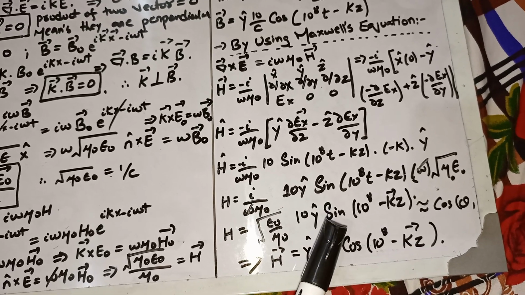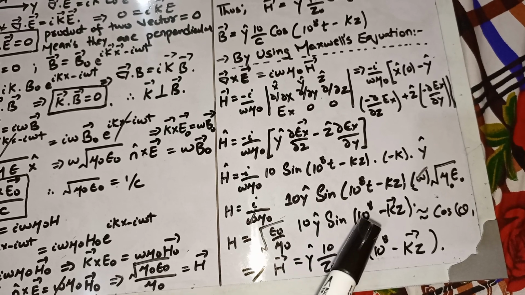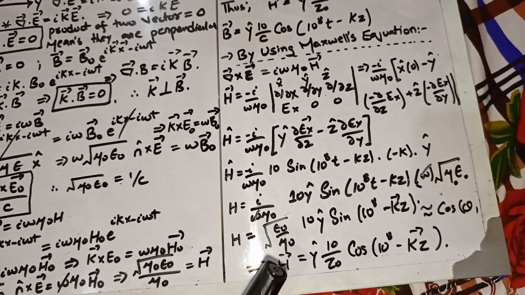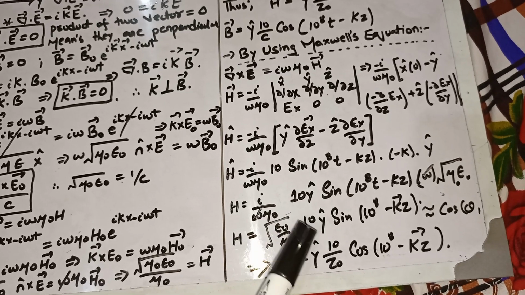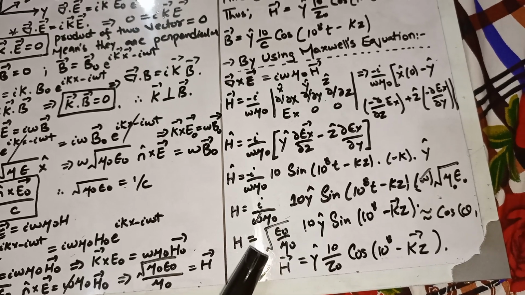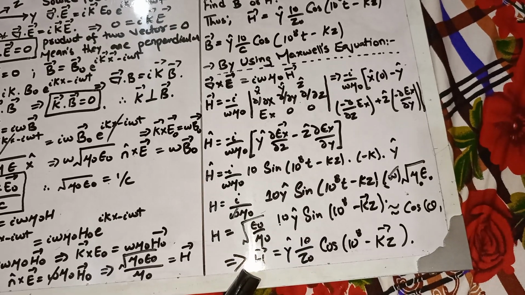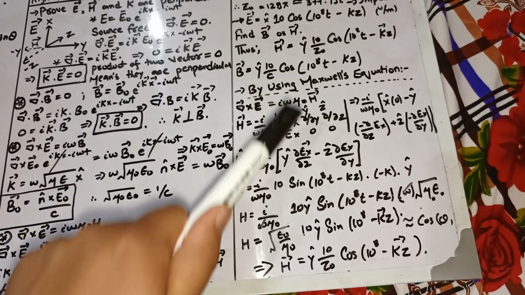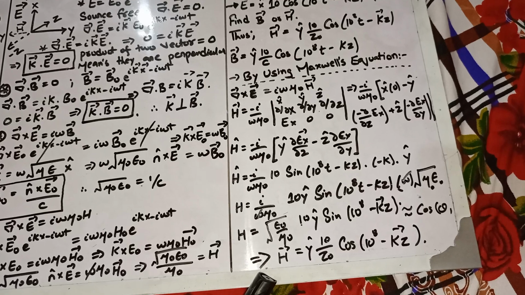So this expression is also equal to cos of theta, and you can write it as cos(10^8 t - kz), similar. No worries about that. We know that the square root of epsilon naught by mu naught equals 1 by z naught, so you can see the y direction 10 times 1 by z naught times cos. So you can see this expression for the H magnetic field, and this expression we found directly and also by using Maxwell's equation. So this is how you can find it.